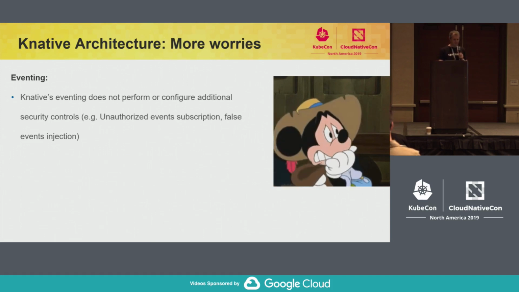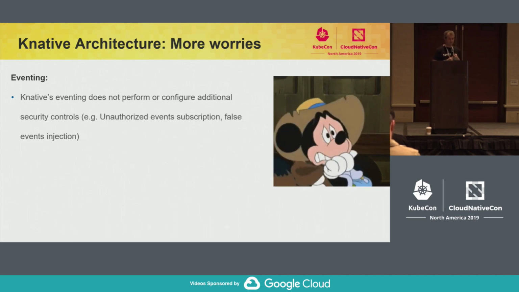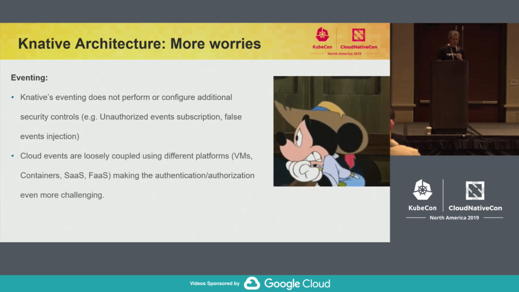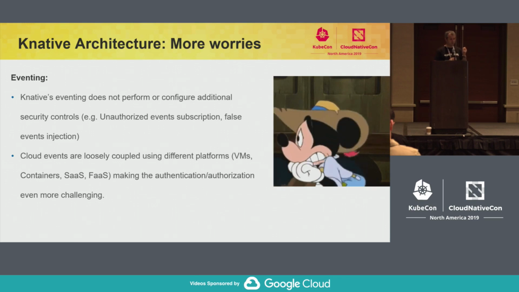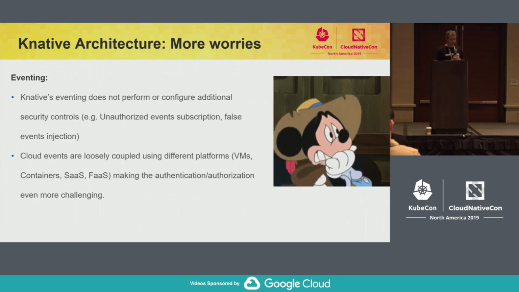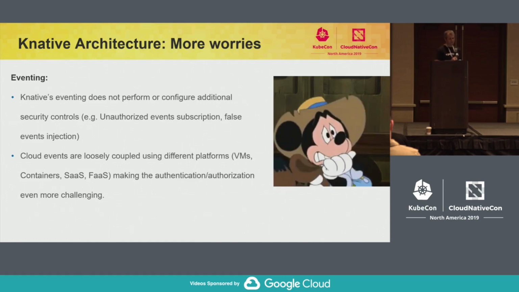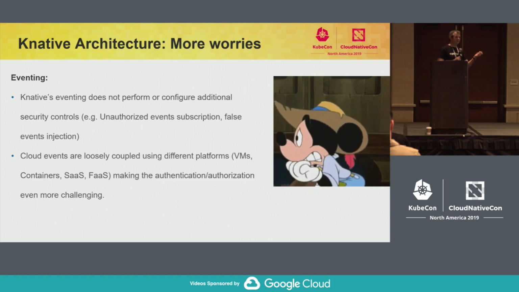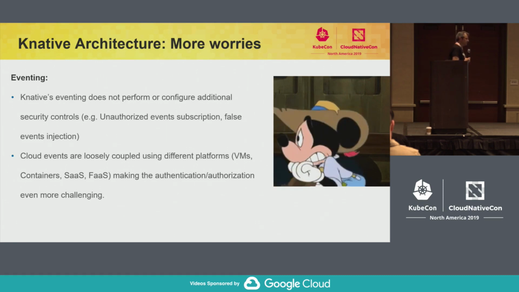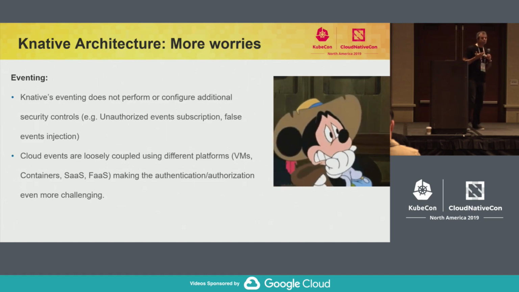If we examine the eventing mechanism, we see that Knative doesn't perform or configure any additional security controls. When we talked about how cloud events are loosely coupled, and we can use different platforms, I can use VMs, I can use containers, I can use SaaS, then I'm saying, whoa, authentication and authorization can really become challenging. Now, if you ask me, okay, so what? What's going to happen? Think about unauthorized event subscription, where I can get a lot of information that is not intended for me. I can create false event injection, so I can do some kind of manipulation that can make your life more challenging, to say the least.